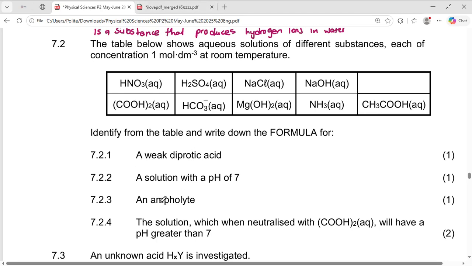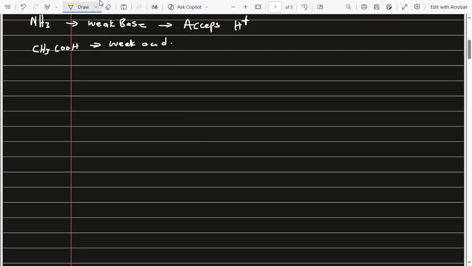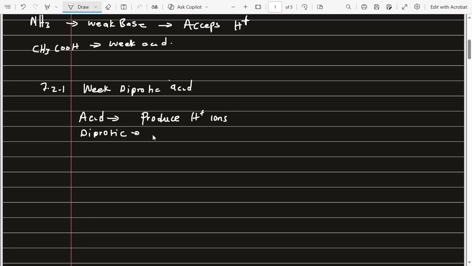Let's say you are in an exam and you don't know how to answer this one. This is what you need to do. They are looking for a weak diprotic acid. This is 7.2.1. Now I'm training you how to analyze exam questions. You need to understand the words acid and diprotic. Acid produces what? The H plus ions. And diprotic, they can donate what? 2 hydrogen ions.